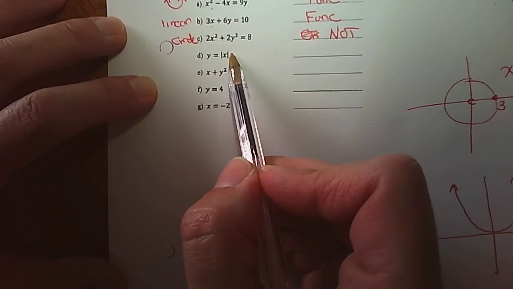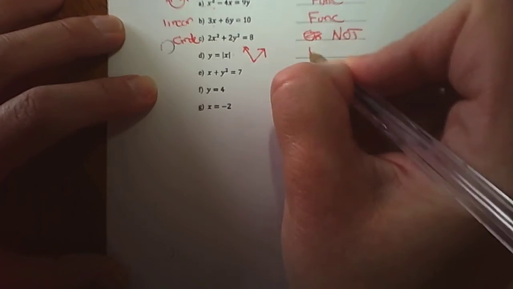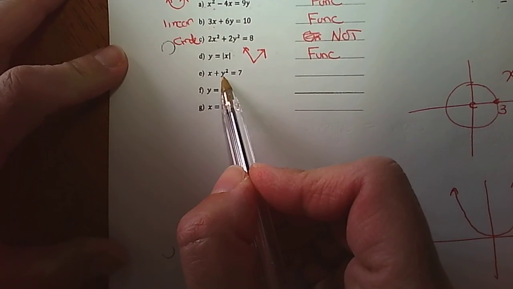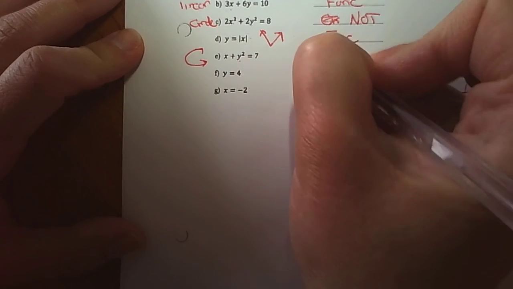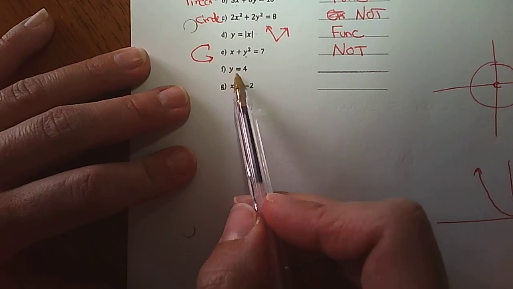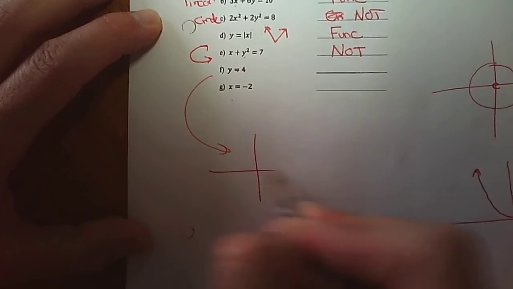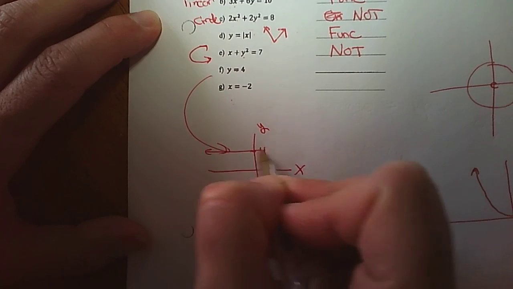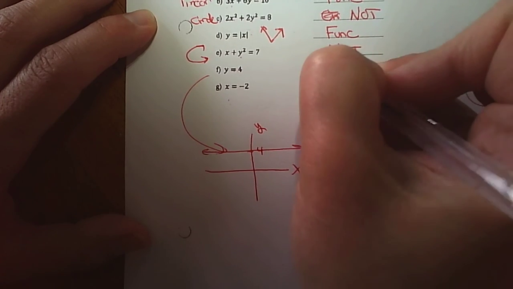All right, what does an absolute value graph look like? A V. Is that a function? Yes, right? All right, right here, see this y squared? Y squared means it's a sideways parabola. So this is not a function. All right, and finally these two. Y equals 4. What does that look like if you graph it? Here's your x-axis, here's your y-axis. Y equals 4 is a horizontal line like that. Is that a function? Yes, it is.